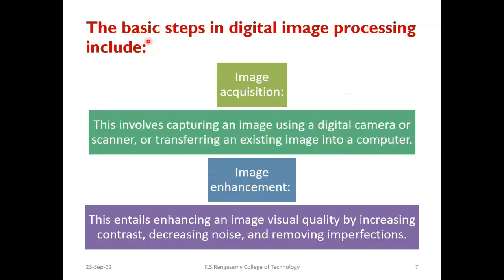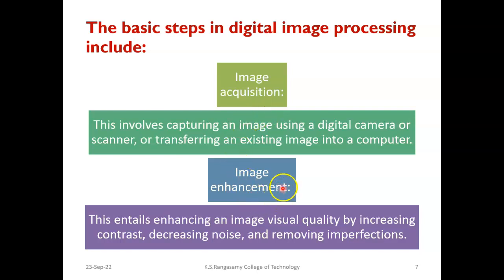Next, we see some basic steps in digital image processing. There are five to six steps in the main process. The first one is image acquisition. This involves capturing an image using a digital camera or scanner, or transforming an existing image into the system. It is the first step in image processing, a pre-processing step.